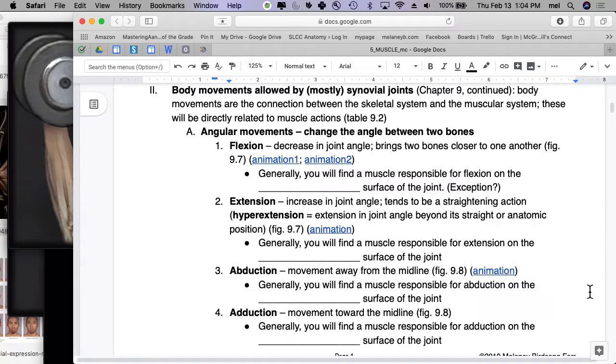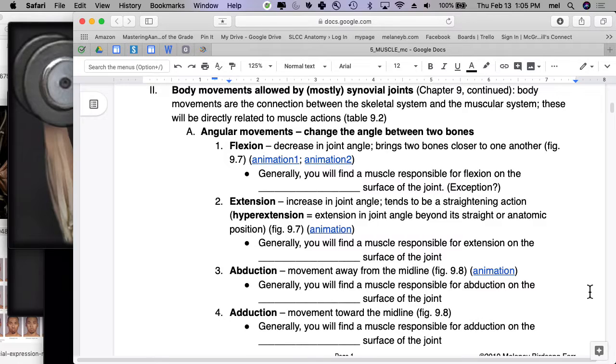So first off, we're going to talk about what we call angular movements. Angular movements always assume that you start from anatomical position unless somebody tells you different, okay? They start from anatomical position, and then they change the angle between two bones, or at least two bones. So is this an angular movement? Yes? But is this one also an angular movement? Yes. Okay, so let's start talking about that.